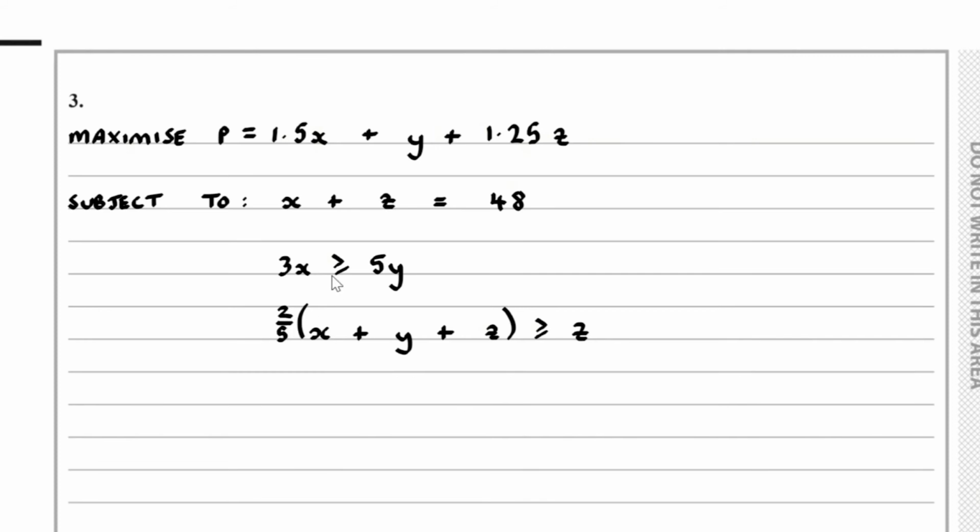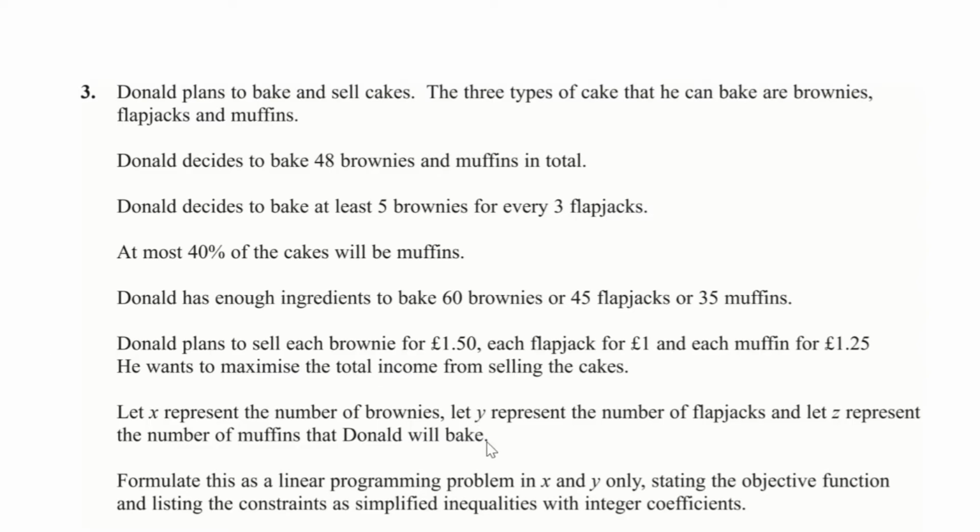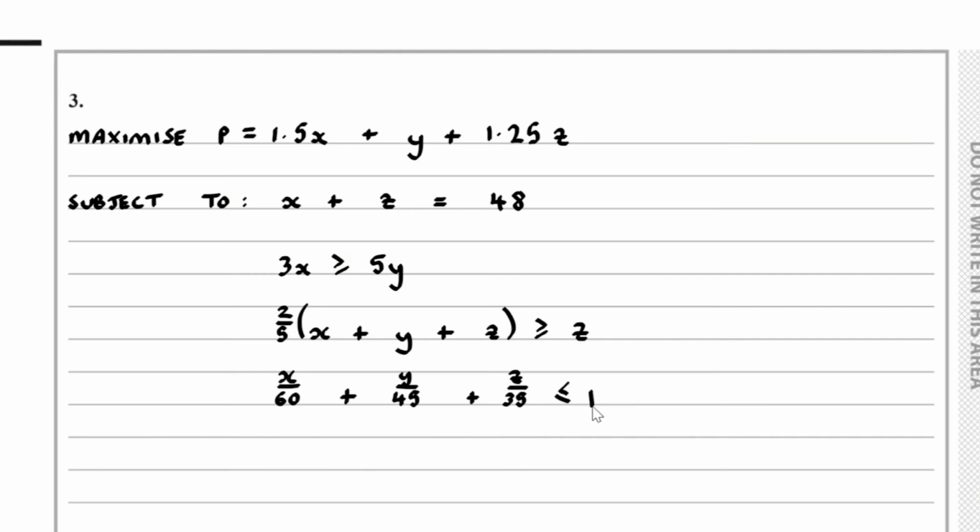And so we have x over 60 plus y over 45 plus z over 35. Now, if we go back to the question, we have enough ingredients to make this many brownies, this many flapjacks, and this many muffins. So this must be less than or equal to 1, where 1 is the whole quantity of ingredients.